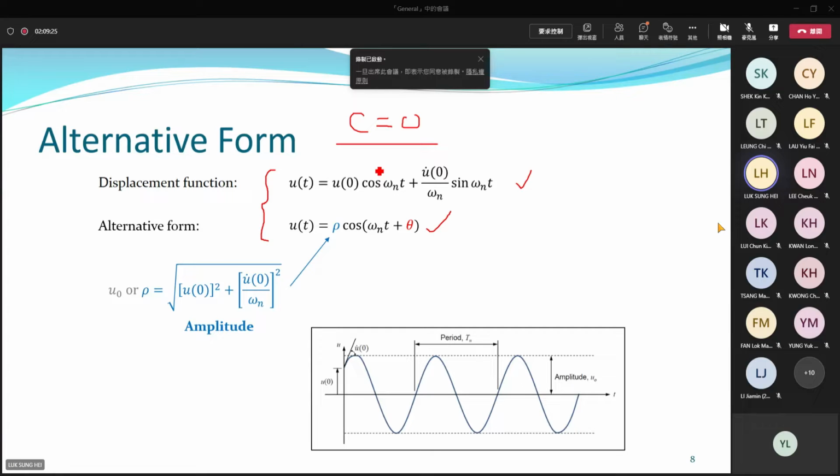You can find out the vibration amplitude. Some textbooks use rho to denote the vibration amplitude. Some put a subscript 0 here to denote the vibration amplitude. It depends on the notation you use. Anyway, the amplitude is equal to the initial displacement squared plus the initial velocity over omega squared, and then take the square root.